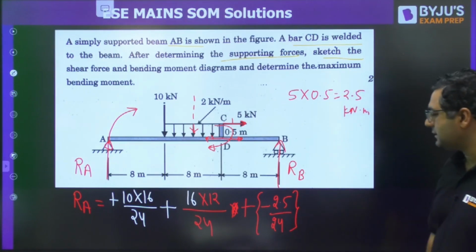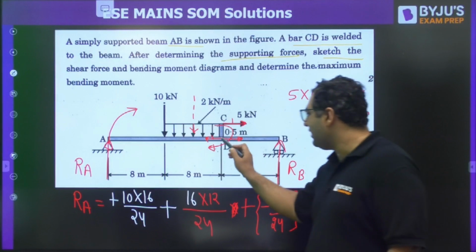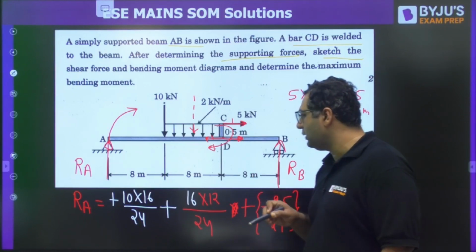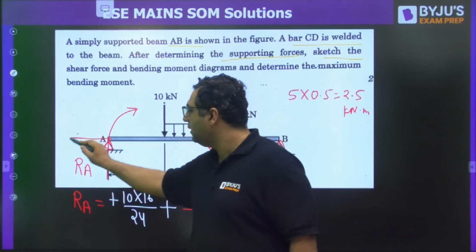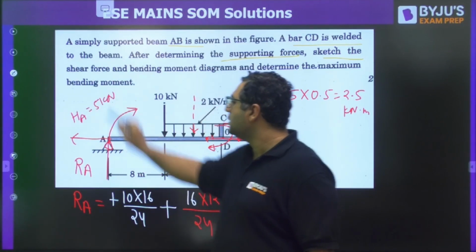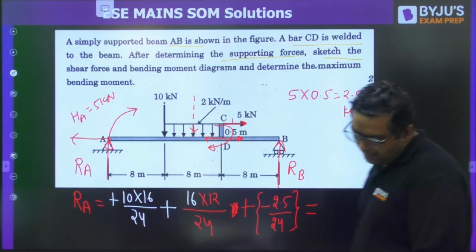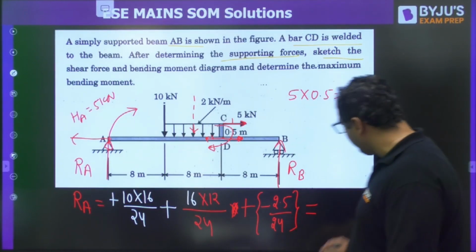So these are the summation of the three components. This 5 will not contribute anything to the vertical reaction. It will directly create a horizontal reaction here equal to 5 kilonewton. So my dear, you will have this reaction. So RA we will get as 14.5625.